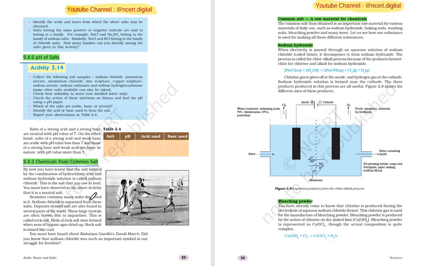Seawater contains many salts dissolved in it. Sodium chloride is separated from these salts. Deposits of solid salt are also found in several parts of the world. These large crystals are often brown due to impurities. This is called rock salt. Beds of rock salt were formed when seas of bygone ages dried up. Rock salt is mined like coal.